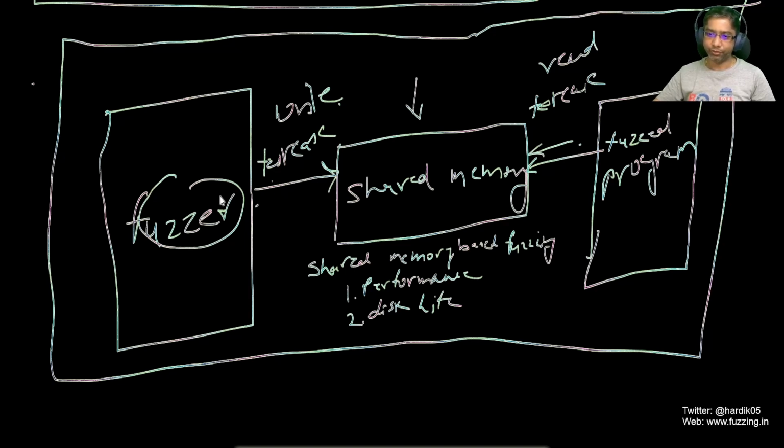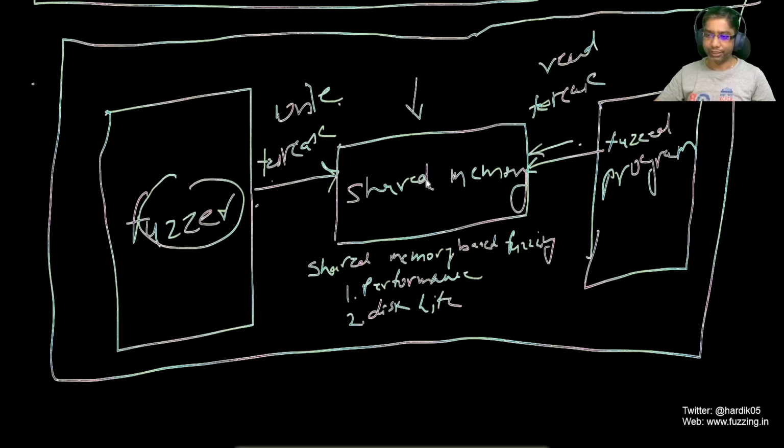And similarly, your fuzzer also needs to support this, where it can write the test cases to the shared memory instead of disk. So if your fuzzer and your fuzz program support reading and writing from shared memory, then that will greatly enhance your fuzzing campaign's performance, and you will see a lot of performance improvement in your fuzzing campaign.